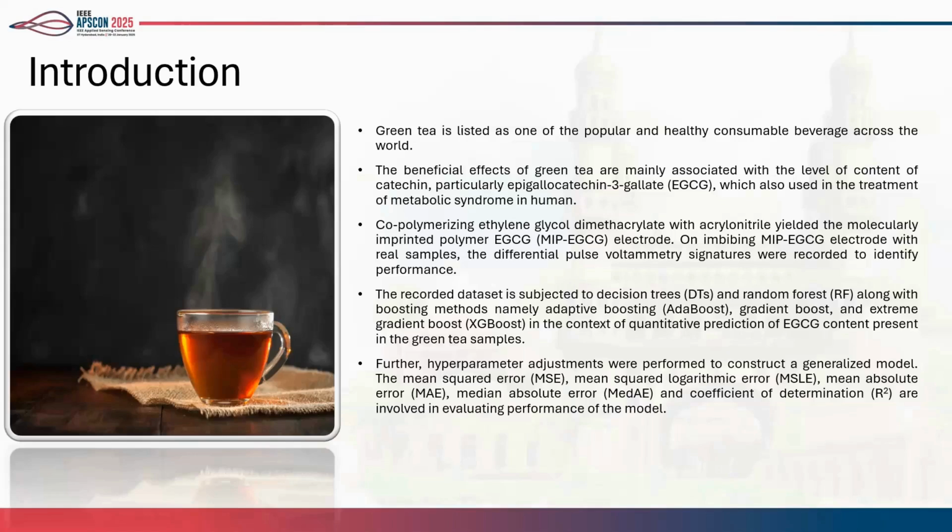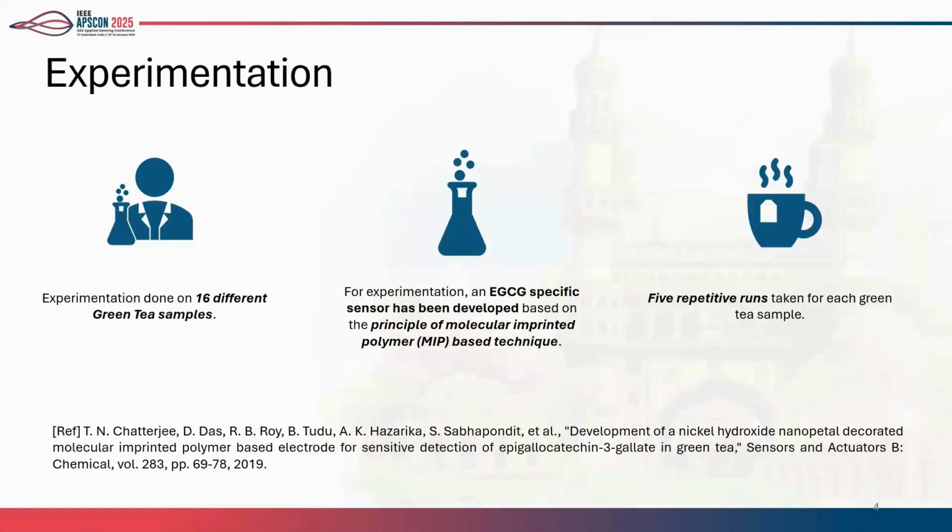Once we have received the data set, we have applied state-of-the-art algorithms. Mainly tree-based modeling has been done, like decision tree, random forest, XGBoost, AdaBoost, and gradient boost. Performance metrics have been checked to evaluate the performance of the model. For the experimentation part, we have considered tea from different regions of India, where we have 16 different tea samples.